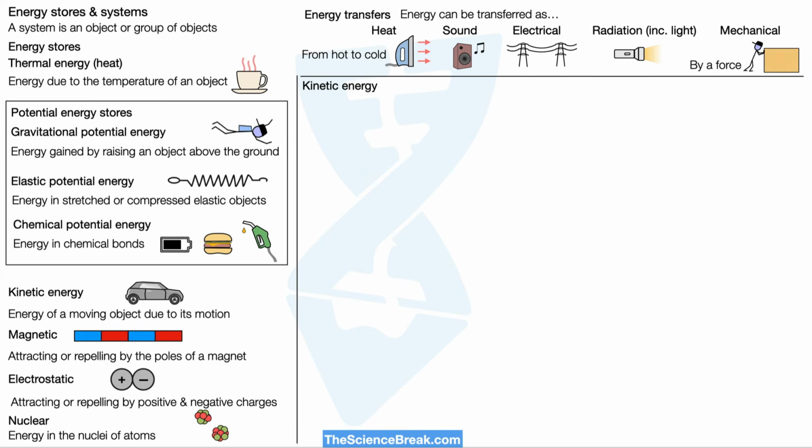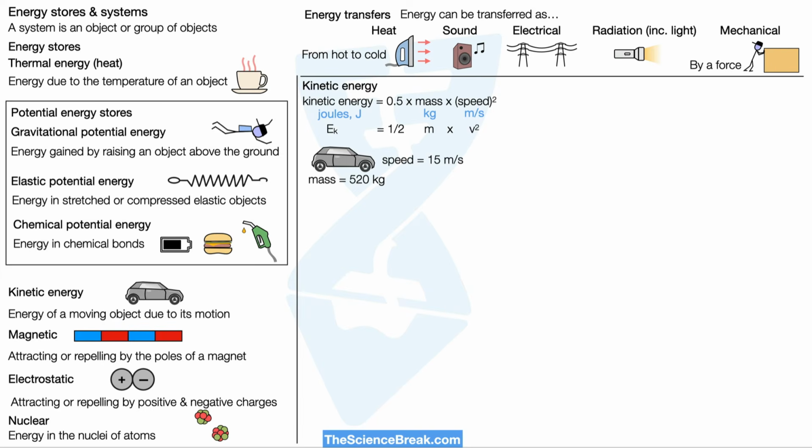Let's take a closer look at kinetic energy. This is the equation. You'll be given all the equations in your GCSE physics exam. Kinetic energy is 0.5 times mass times speed squared. The units for energy are joules, for mass kg or kilograms, and for speed m/s or meters per second. The symbols are as shown on the screen there.